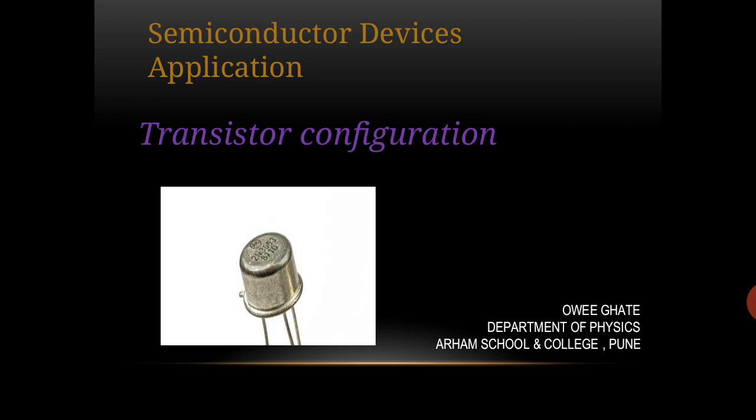Now what does configuration mean? Already you know what a transistor is. This transistor has three terminals: emitter, base and collector. Related to that, this configuration will help us in many ways. So let's see what configuration actually means.